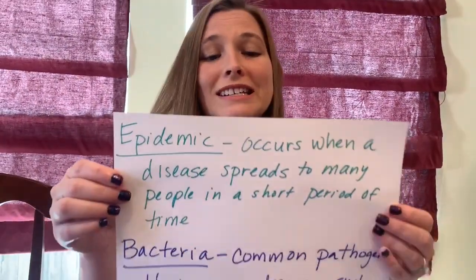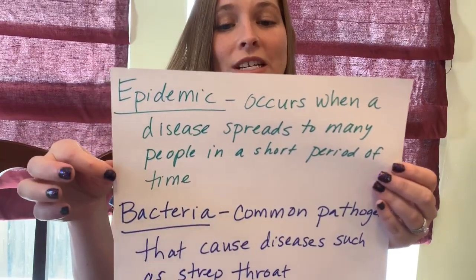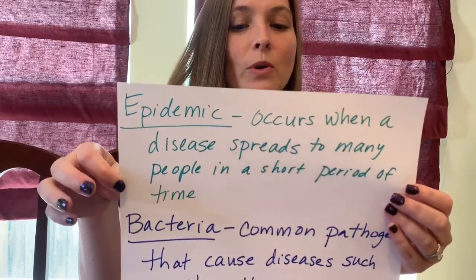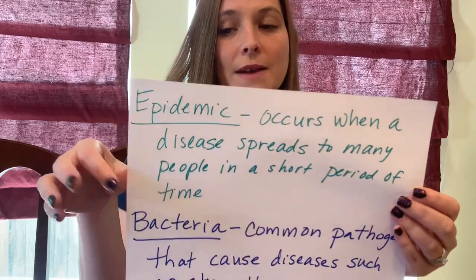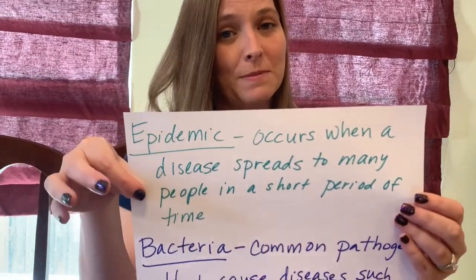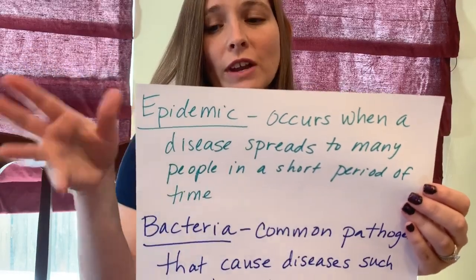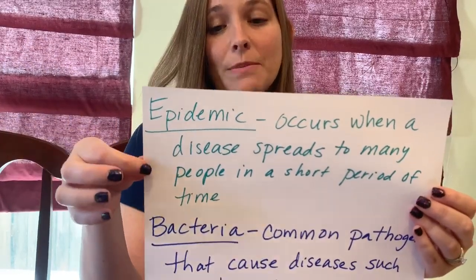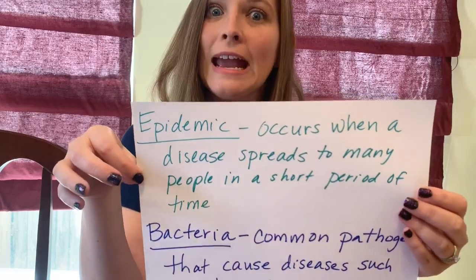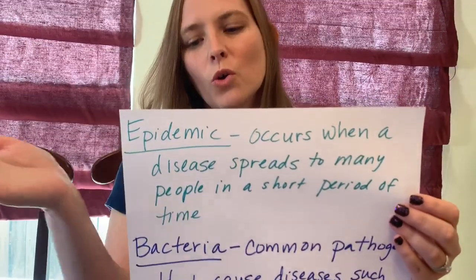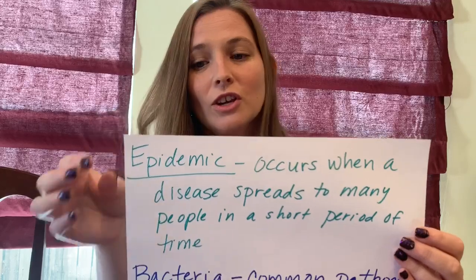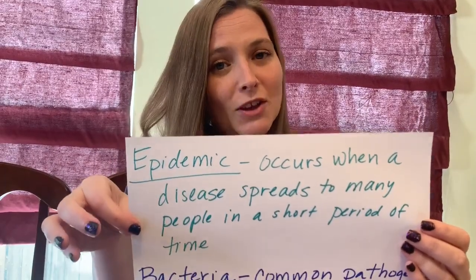Okay, this is epidemic, and this occurs when a disease spreads to many people in a short period of time. We are currently living in an epidemic. The novel coronavirus, or COVID-19, is an epidemic, and then it got upgraded to a pandemic, which means it spanned the whole globe. So this is a very historic time that you are living in.